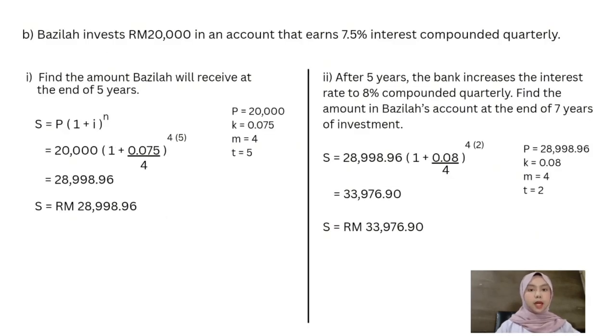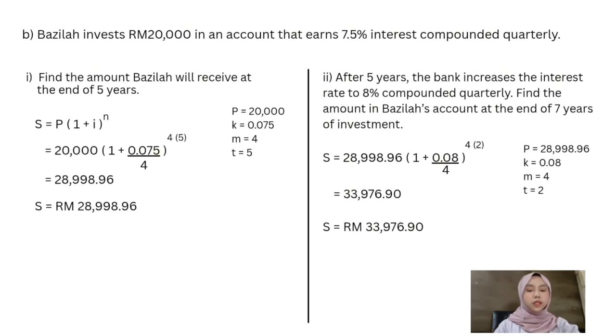Next question. Bazila invests RM20,000 in an account that earns 7.5% interest compounded quarterly. First, find the amount Bazila will receive at the end of 5 years. Using the same formula, S is RM20,000, i is 0.075 over 4 for compounded quarterly, n is 4 times 5. Put all the information in the formula. S equals 20,000 (1 plus 0.075 over 4) to the power of 4 times 5. Solve using the calculator and Bazila will get RM28,998 and 96 cents.